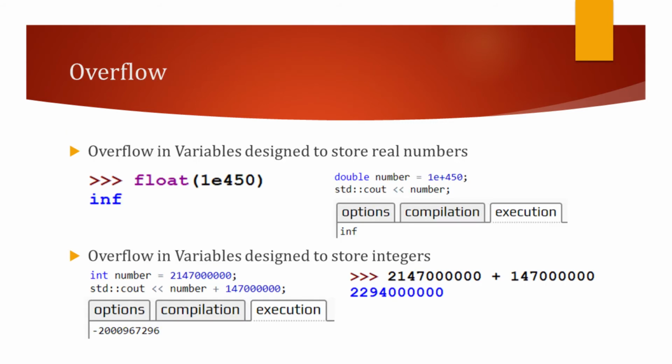Let's now consider an overflow. The upper codes you see on the slide ask Python to store 10 to the power 450 as float, and C++ to store 10 to the power 450 as double. However, the value is too large, so an overflow occurs in both programming languages, and the value is approximated as infinity. The other kind of overflow occurs when working with integers.